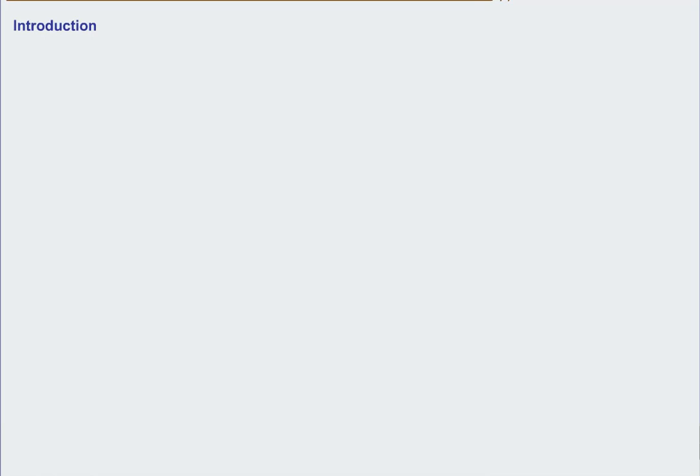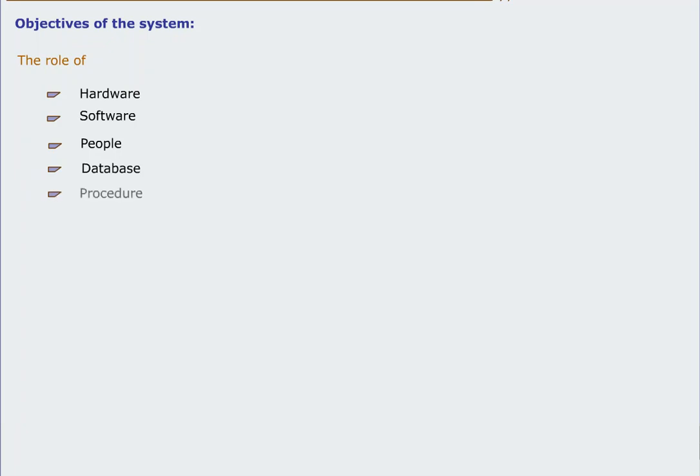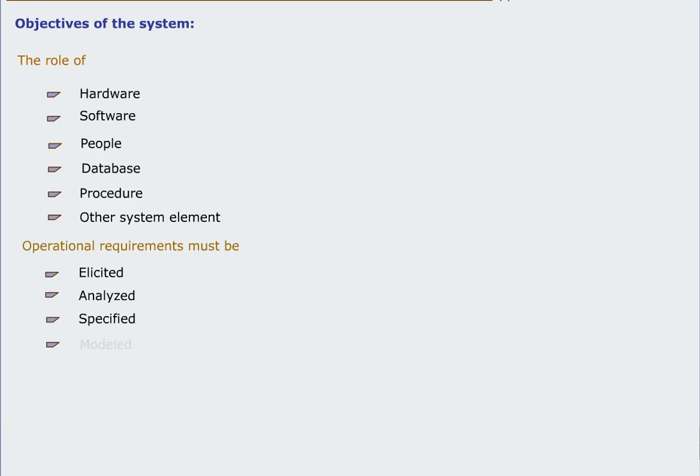This unit is concerned with the system in which it resides must be understood. To accomplish this, the overall objective of the system must be determined, the role of hardware, software, people, database, procedures and other system elements must be identified, and operational requirements must be elicited, analyzed, specified, modeled, validated and managed. These activities are the foundation of system engineering.